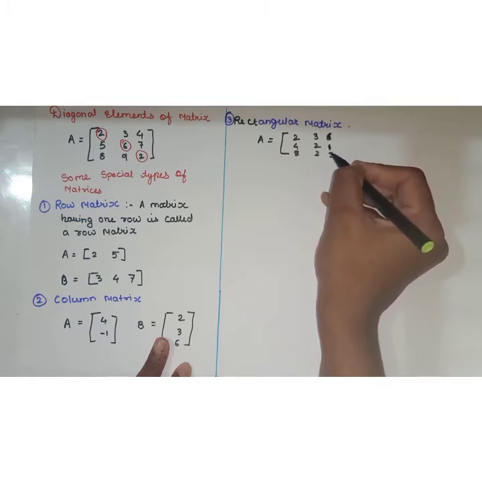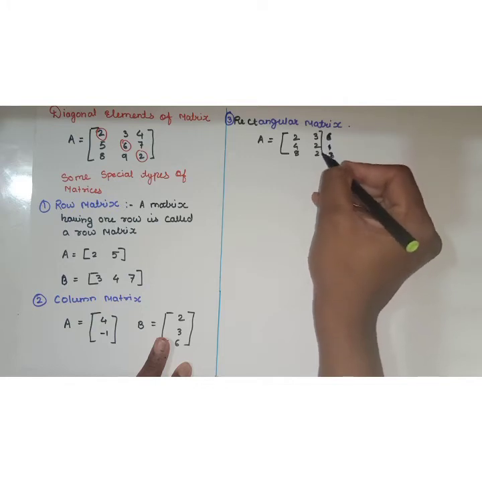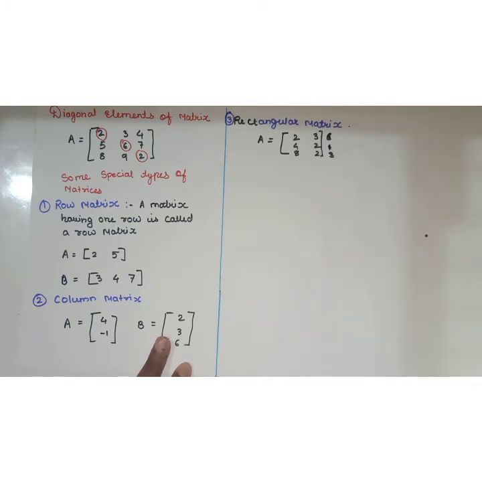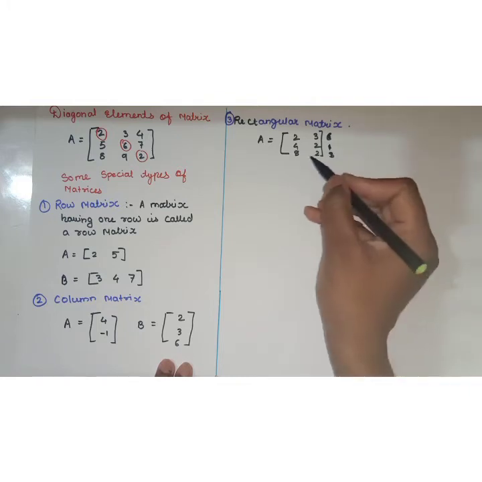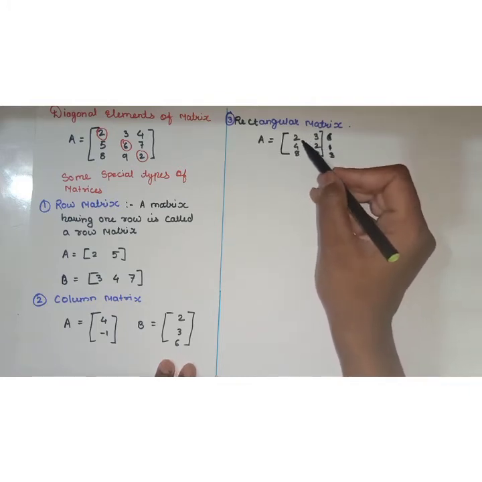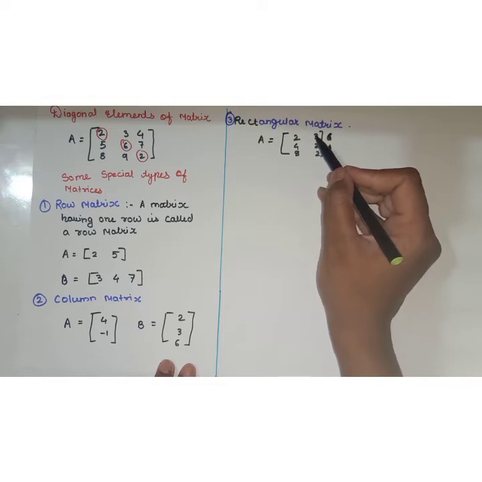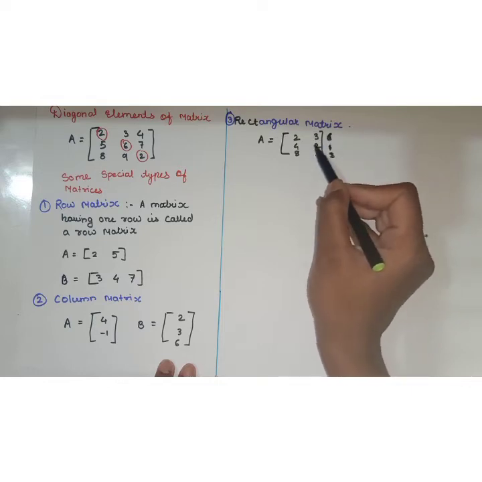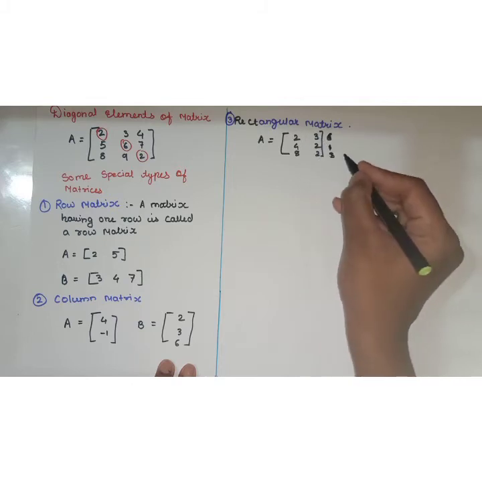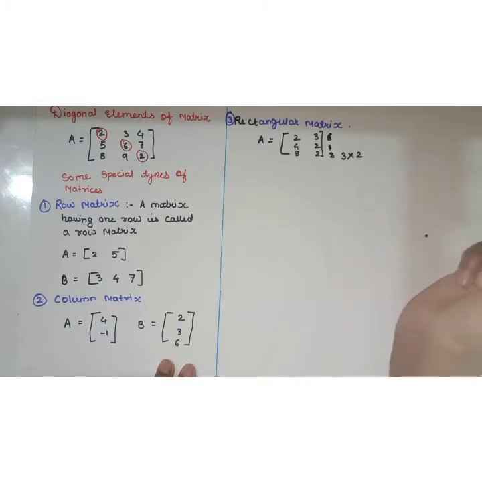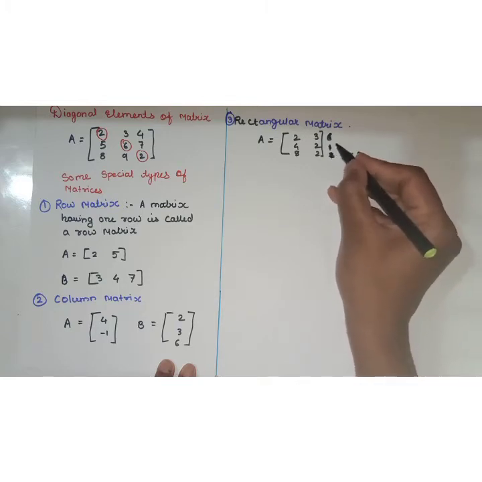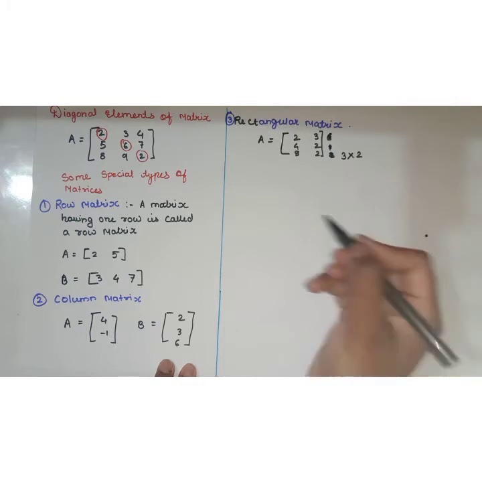Okay, I have to write an example of a rectangular matrix. Now this is your matrix: 2, 3, 4, 2, 8, 2. Now here, how many rows are there? Here we are having 3 rows. And how many columns are there? 2 columns are there. So what is the order of this matrix? The order of this matrix is 3 by 2.